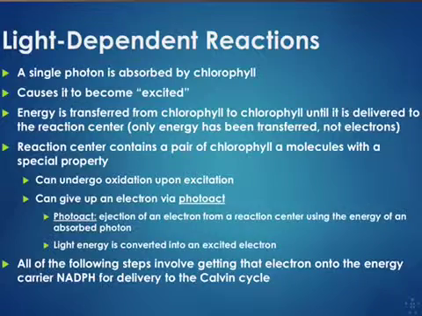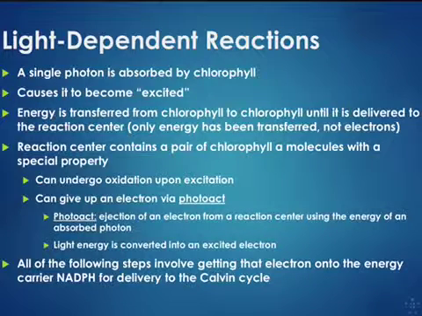All right, so this might work best if you look at photosystem 2's picture, but we kind of talked about this already. So a single photon of light is going to be absorbed by a chlorophyll, so that would be one of the circles in the complex, not the reaction center. Like the dark green one? Yes. And this causes that chlorophyll to become excited. The energy is then transferred from chlorophyll to chlorophyll until it is delivered to the reaction center. Only the energy is being transferred. It's not losing electrons, it's just energy.